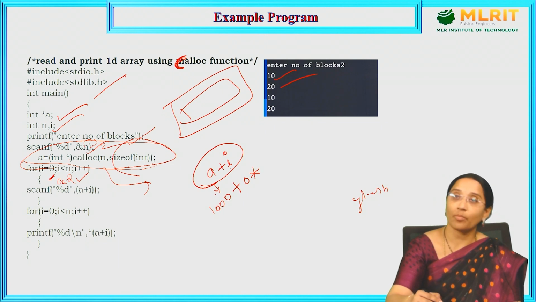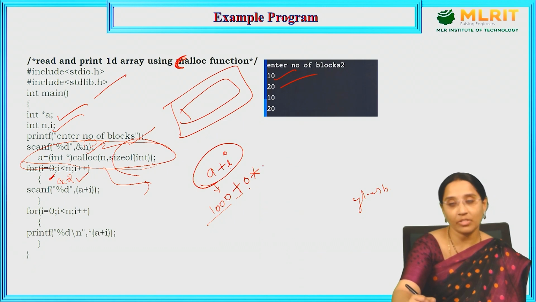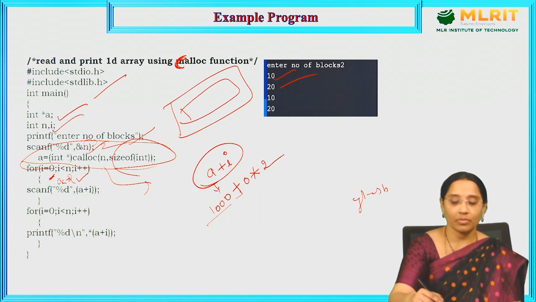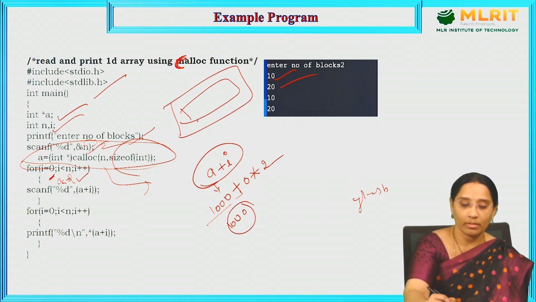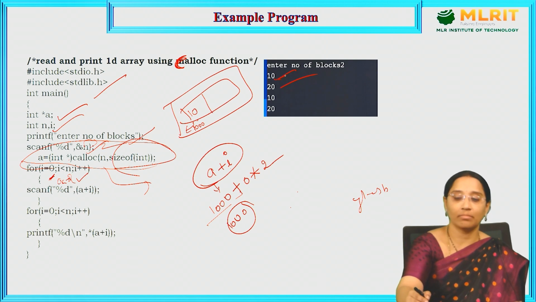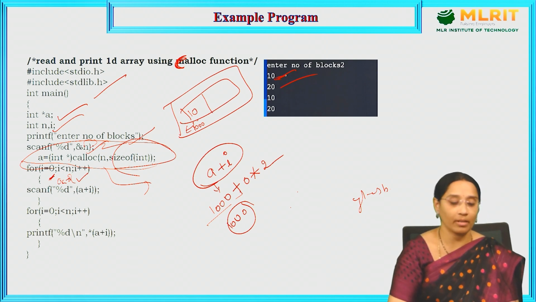The formula is: base address plus the number to be added into the size of the data type. Let's consider the int size as 2 here. So 1000 plus 0 into 2, which is 0, so 1000. At the location 1000, the first byte address, it is asking you to enter the value. So now I will enter 10, the first input.